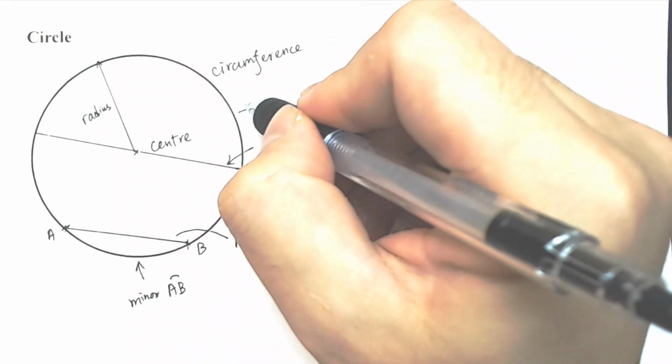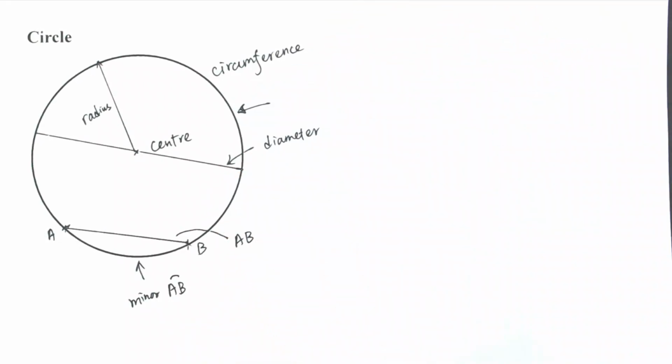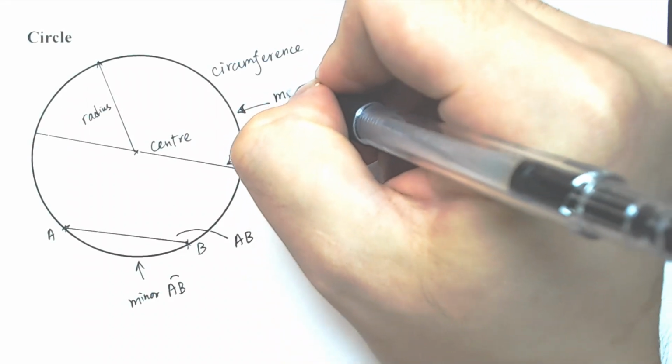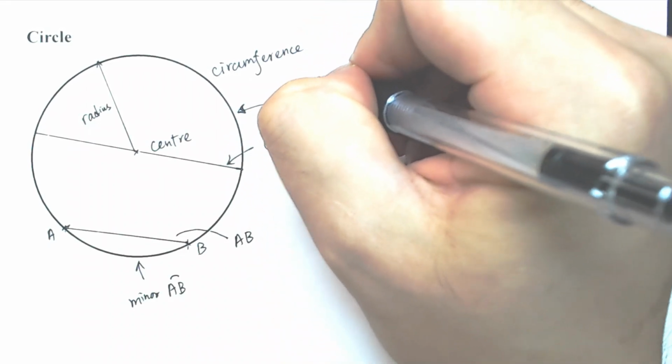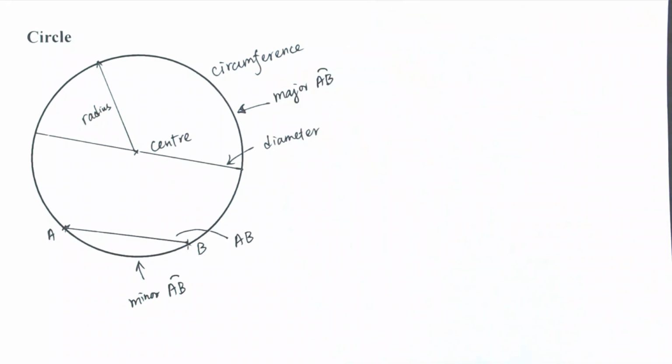And for the arc which is longer than half of the circumference, we call it the major arc. Okay?